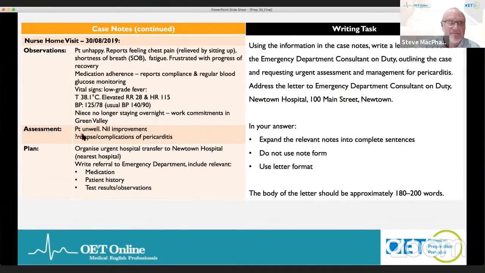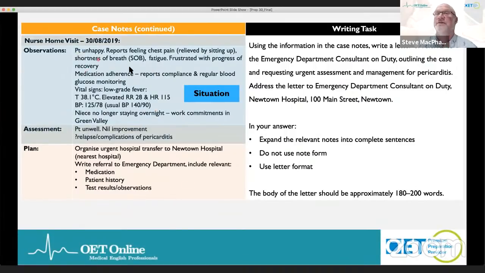Assessment by you, the nurse: patient unwell. Nil improvement, this is a problem. And the query, a question mark, relapse, possible relapse, so question mark means possible, suspected complications of pericarditis. Okay, that's the assessment you've made. The plan: organize urgent hospital transfer to Newtown Hospital, which is the nearest one. Write a referral to the ED department, including the medication, patient history, test results and observations. That's what you need to do.